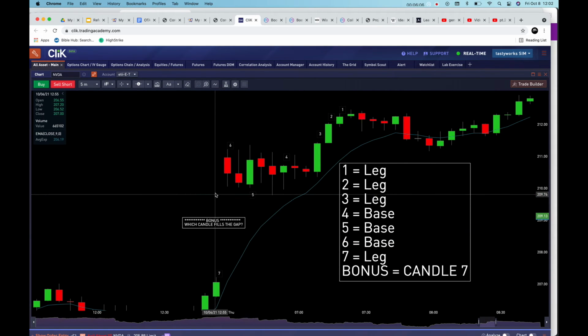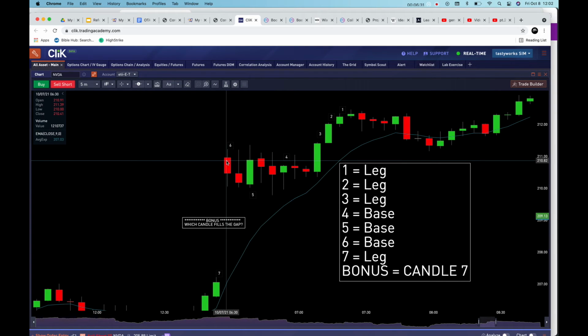Price moves all the way up. And since candle 6 opened at 210.91, that means candle 7 would have had to at least come to $210.91, which means that it extends beyond the range of candle 6, making it definitely a leg candle, and meaning that candle 6 would close within the range of candle 7.